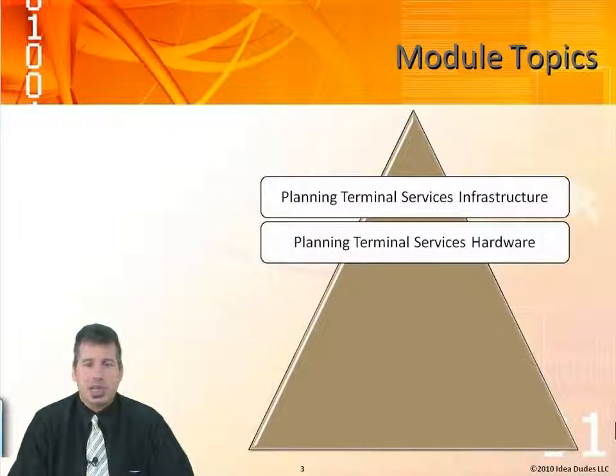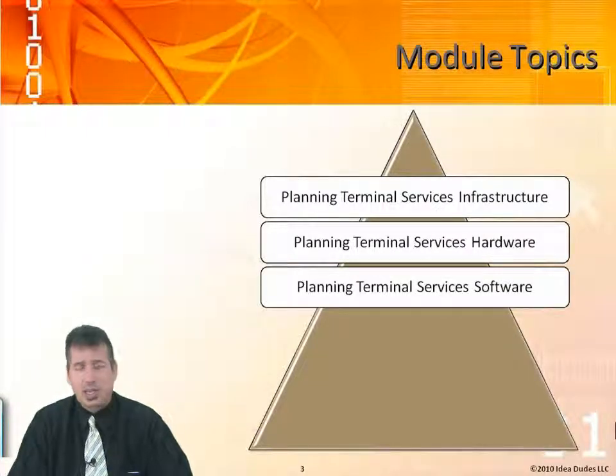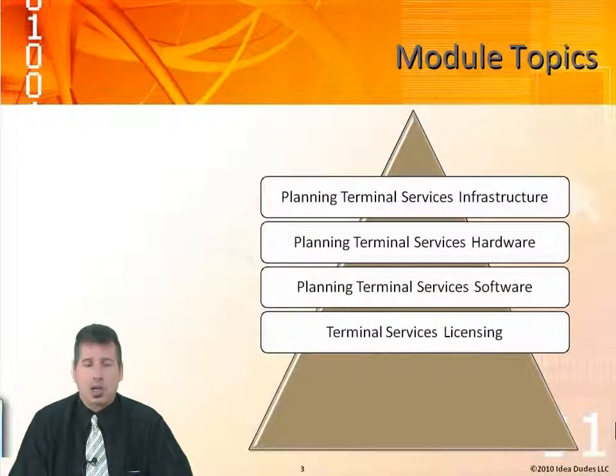Now the thing is we need to look at the hardware because that's going to be one of the determining factors of how your terminal services environment is going to react. Also looking at the software because there's certain applications that may not be available that can run on terminal services. Also the licensing. Licensing is one of the main parts because you have to have a license for the application, and you have to have a license for the terminal server, and keeping track of those licenses is very important.